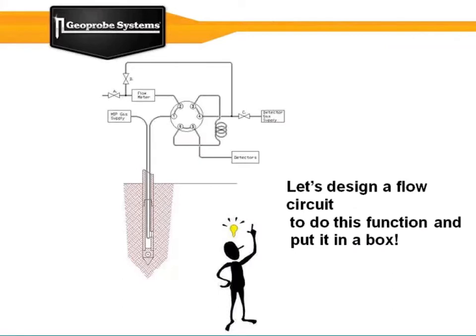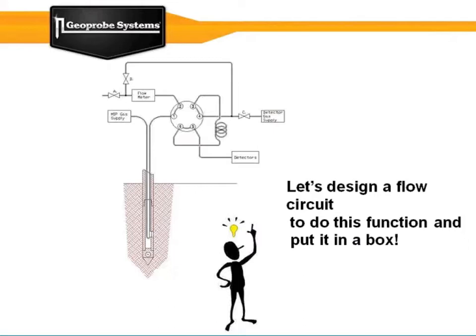So we said we're Geoprobe. Let's design a flow circuit to do this function. One of the things we have to do, since we're starting and stopping flow, is provide a steady gas stream to the detectors. Detectors don't like to have their flow stopped and started.